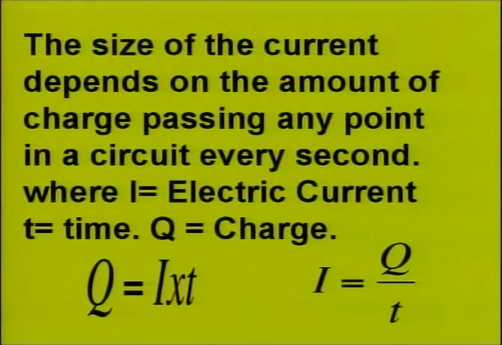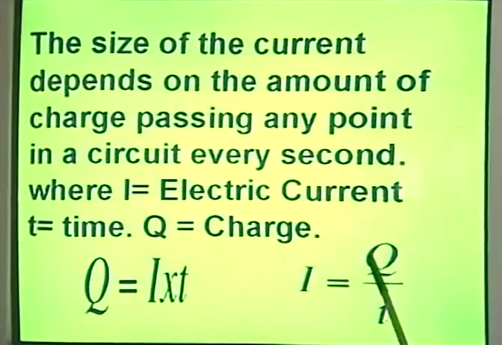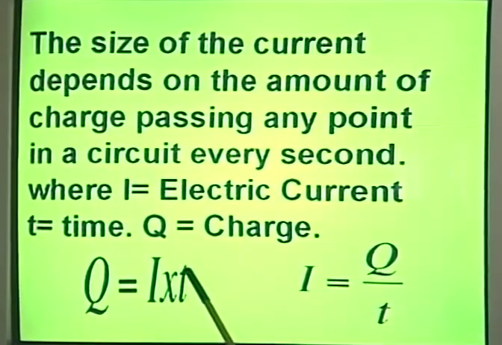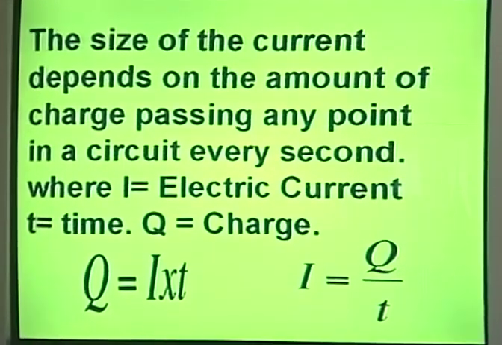Q or I equals Q over time. And when you are finding that Q, Q equals I times T. That is similar to these equations up here.